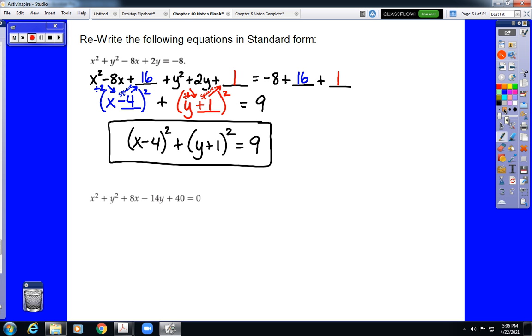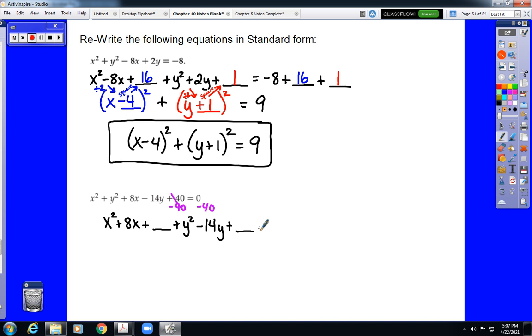Okay, again, we need to sort this thing out. So before we do anything, we need to move that 40 to the other side of the equation. So the first thing we're going to do is subtract 40 from each side of the equation. While we're at it, we're also going to rearrange the x terms so that they are together, x squared plus 8x, and then the y terms so they are together, y squared plus minus 14y. Be careful with that.